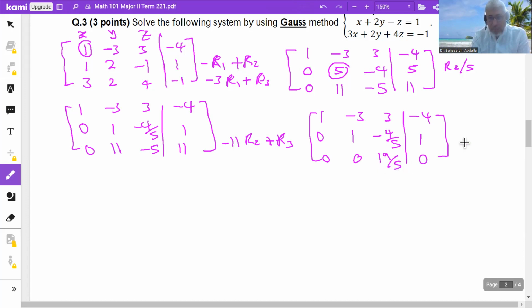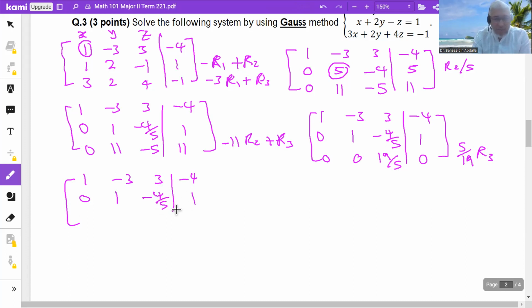So I will multiply row 3 by 5 over 19. So by this, I will reach the form which is called, it has a name, echelon form. I reach this form here 1 and here 0 because 0 times 5 over 19. So that's the final form we need to get to: 1, 1, 1 in the main diagonal, zeros below that.